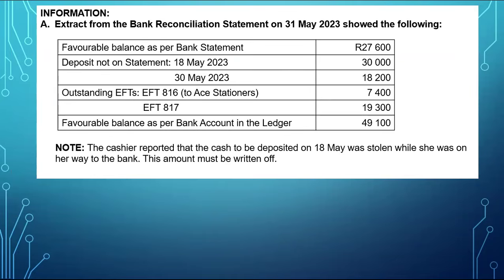Favorable balance as per the bank statement. Well, that doesn't really help us much. We have deposits not on the bank statement. That is for the May bank statement. These deposits were not there. The one on the 18th of May, which is 30,000. The one on the 30th of May, which is 18,200. And there's a note right at the bottom. I'll get to it. And then we have outstanding EFTs. The one to Ace Stationers, and we have EFT 817.